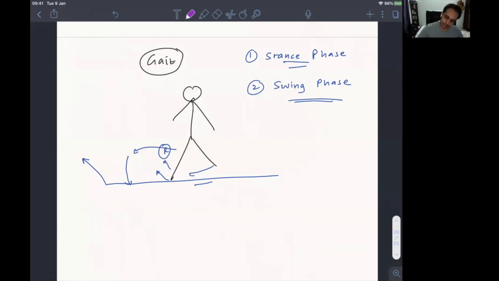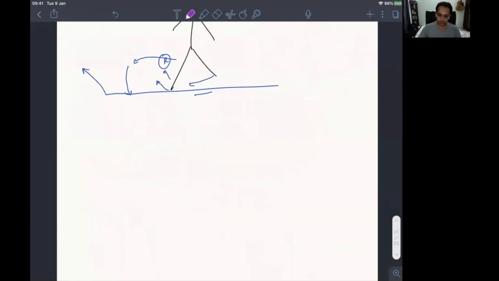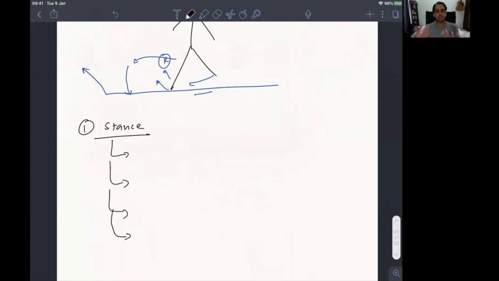So let's just take the right leg and let us look at the stance phase. So what happens in the stance phase? So there are 4 parts to the stance phase. So when you're walking, initially your heel will hit the ground. So the first part of the stance phase is heel strike. It is also known as initial contact.